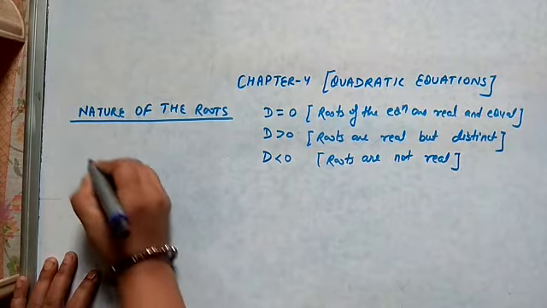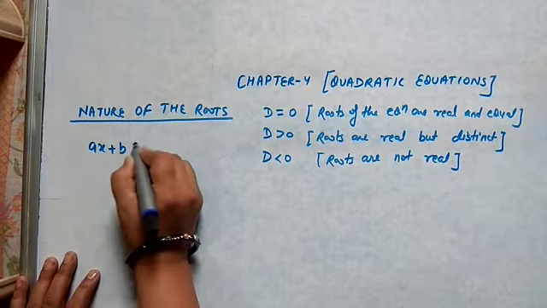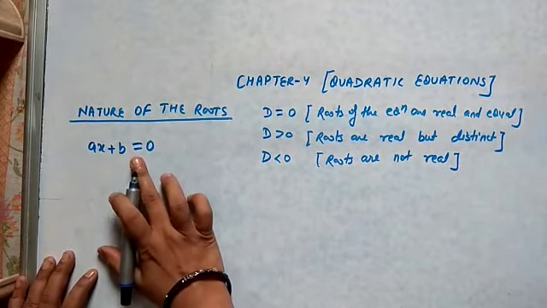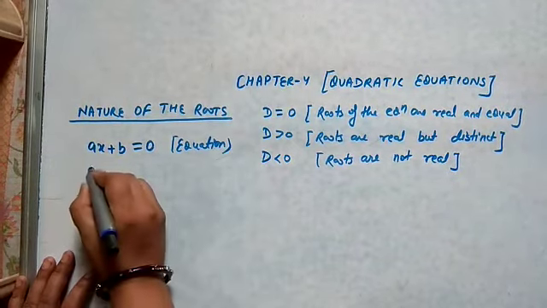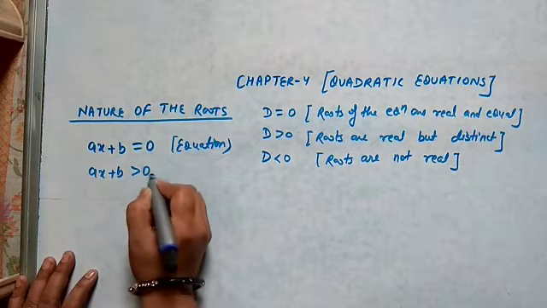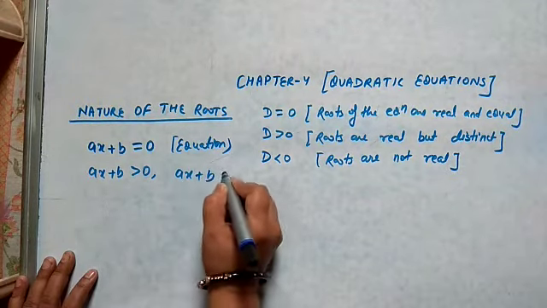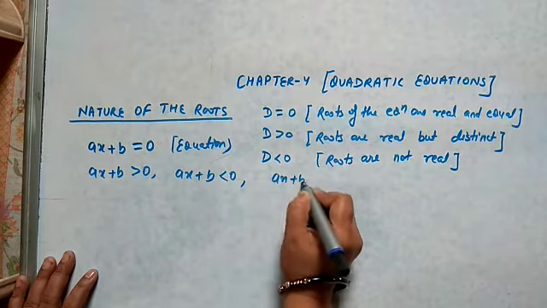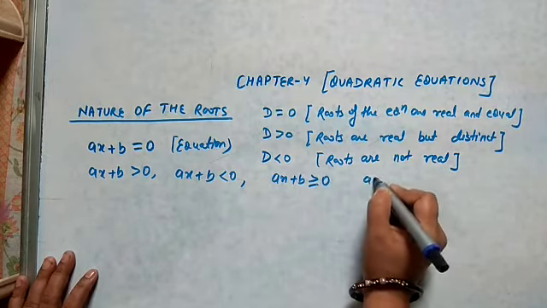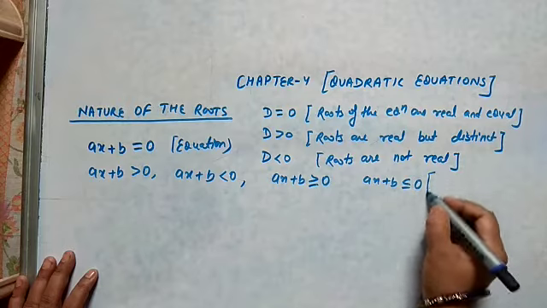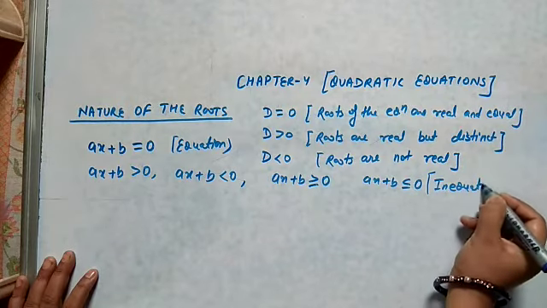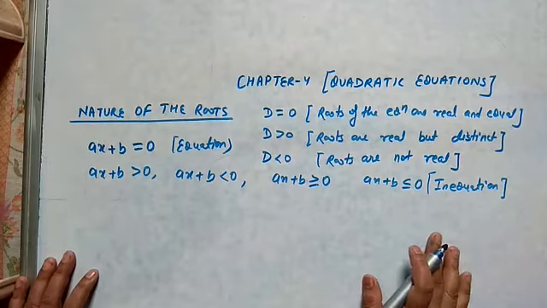See, dear student, if we have an equation ax plus b equals 0, since here we are using the equal sign, this is an equation. But if I write ax plus b greater than 0, or ax plus b less than 0, or ax plus b greater than or equal to 0, or ax plus b less than or equal to 0, these are not called equations, they are inequations. More about inequations, what linear inequations and quadratic inequations are and how to solve them, we will read in standard 11.